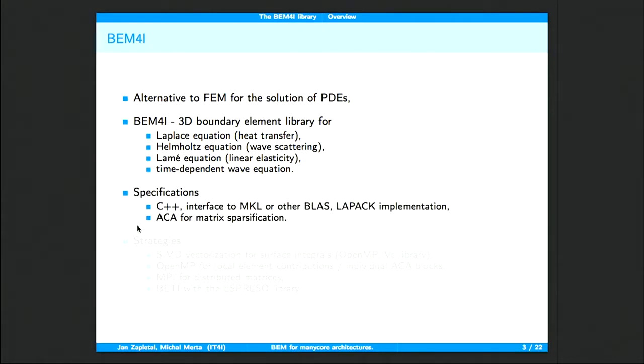It is a C++ library. You can interface any BLAS or LAPACK implementation. Of course, we use MKL most of the time for Intel architectures. And to overcome another disadvantage of boundary elements, that's the quadratic complexity with respect to the number of elements, we use the adaptive cross approximation, which reduces the complexity to log linear.